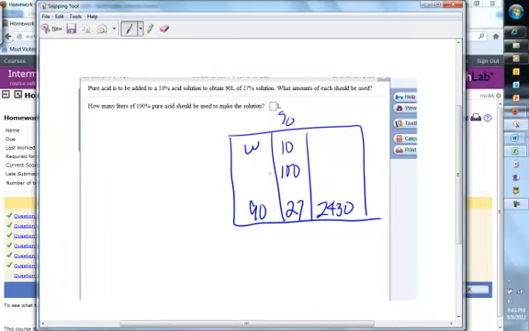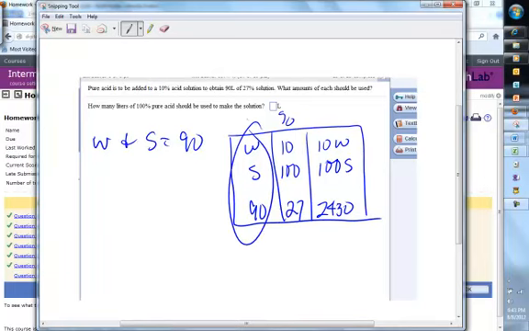Let's call this weak and strong. So this is 10 weak, 100 strong. So we have weak plus strong equals 90. That's the first column. And 10 weak plus 100 strong equals 2430. Let's enter that on our calculator.